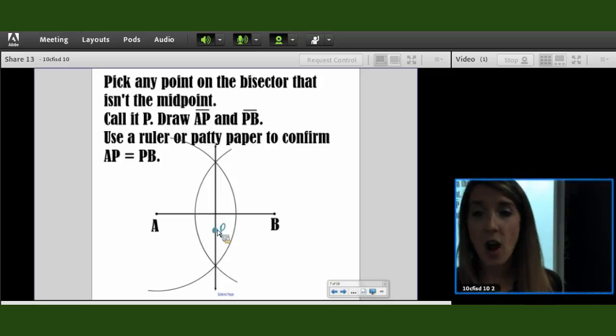Now I want you to draw segment AP and segment PB. What does that mean? What tool are you getting out?